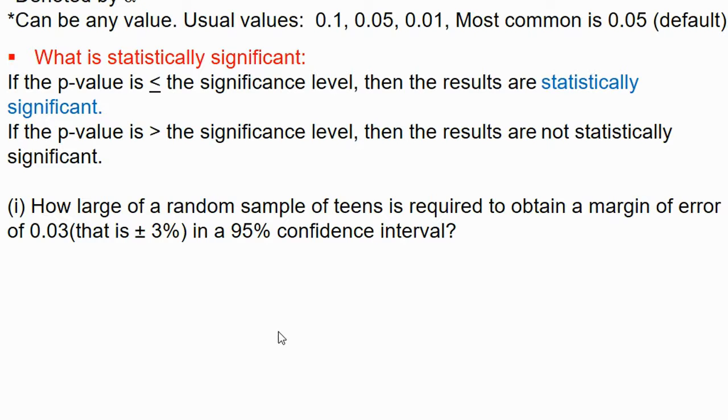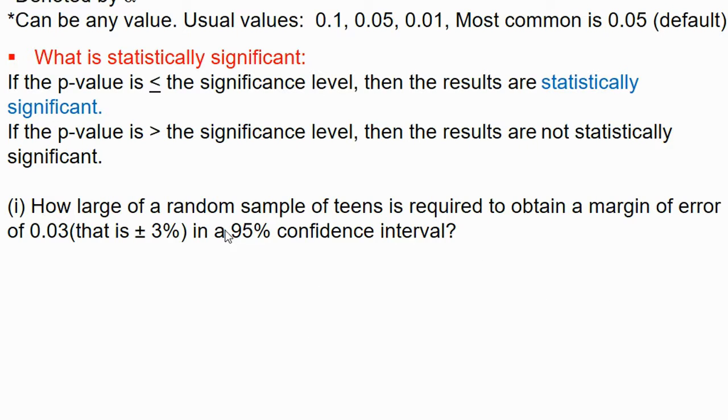Can you go over that last part of the slide? What's the last part? How large of a random sample? Oh yeah, we're about to do that one. So this is the last one. Letter I: How large of a sample is required to obtain a margin of error of 0.03 with a 95% confidence interval? So this goes back a little bit to chapter 18.